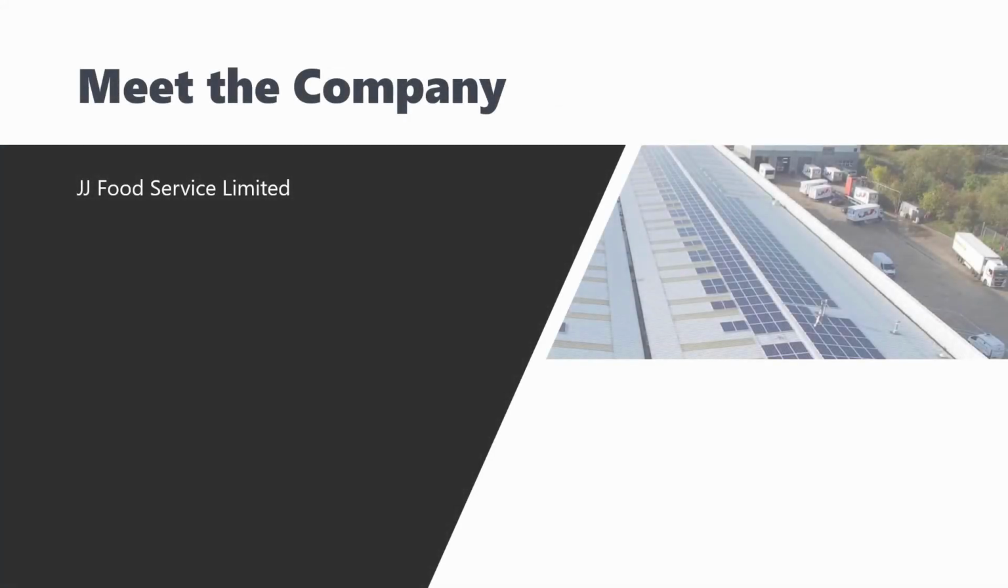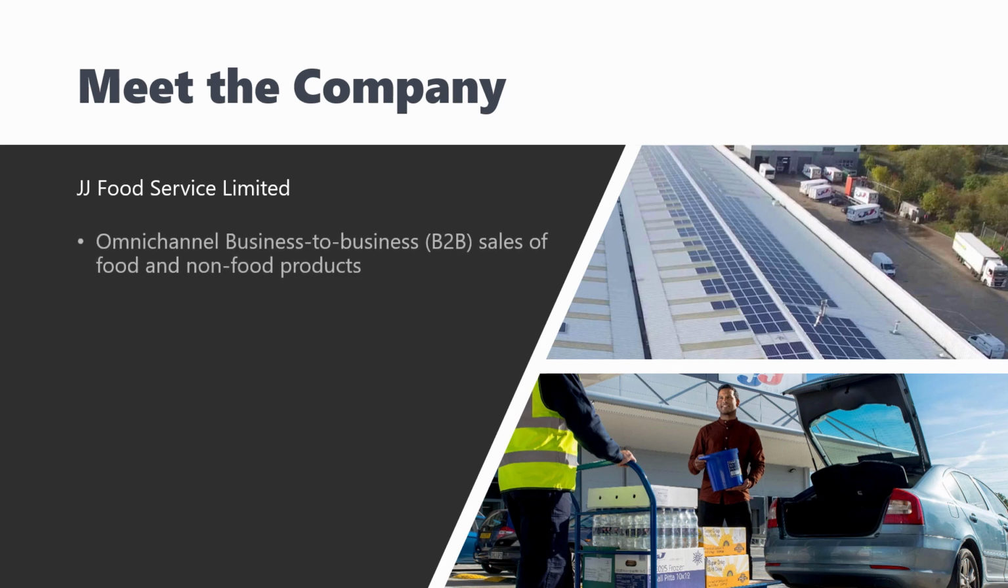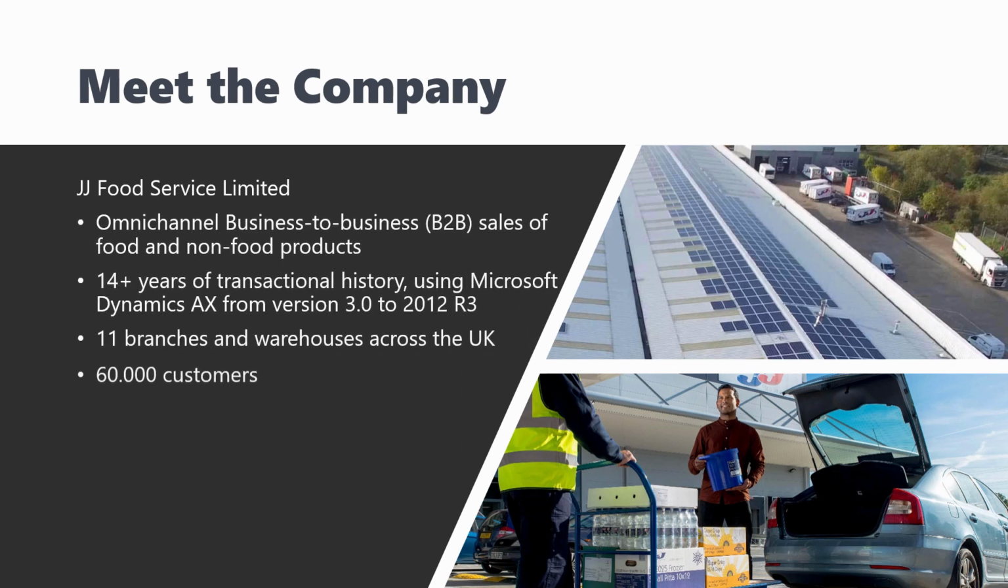Now about the company. JJ Food Services has been there for almost 2 decades. They are an omni-channel business-to-business food and non-food product wholesale delivery business. Recently, due to the coronavirus effects, we started to open up for consumers and do door-to-door deliveries for them as well. AX has been there for more than 14 years, and we have kept the transactional history rolled forward across all major versions up to the latest one that we currently use, AX 2012 R3. We have 11 branches and warehouses across the United Kingdom to serve the entire country. That consists of 60,000 customers and a delivery fleet of more than 100 vehicles.